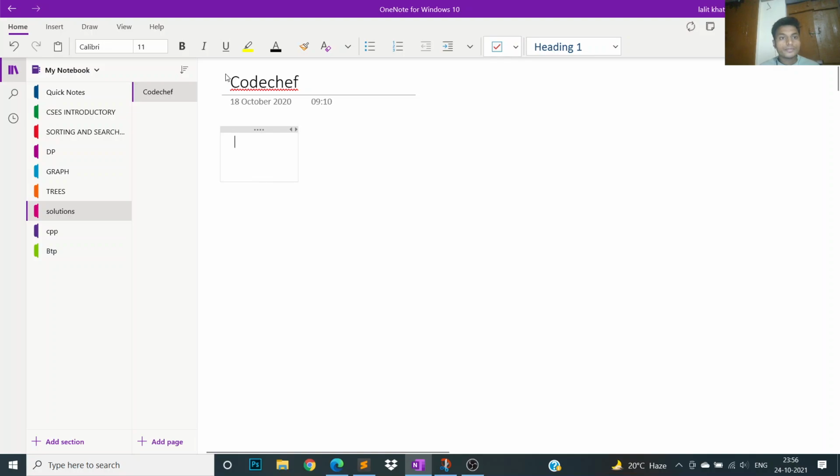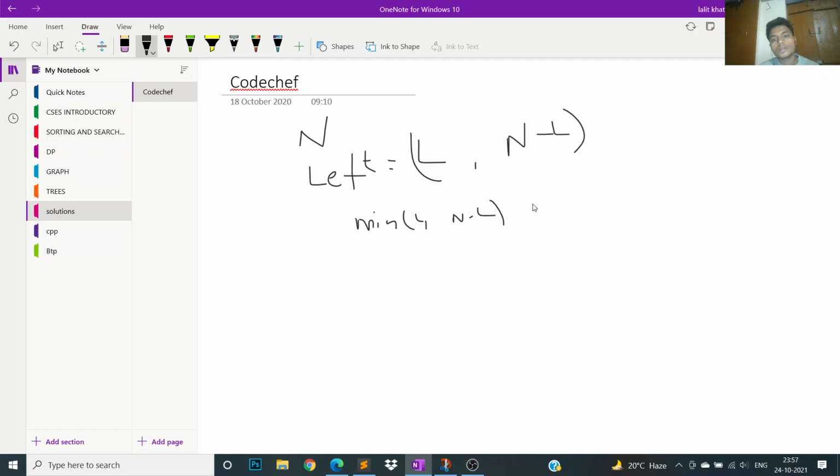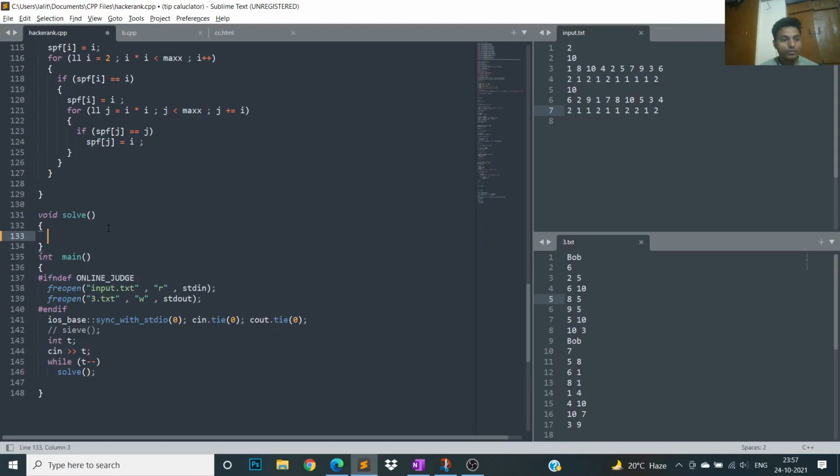So for the first problem, what is given is that we have a total of N slippers. Left will be L, right will be N minus L. So the total number of pairs will be the min of L and N minus L, and the total maximum money will be that times X. That's it. This is the solution of the first problem.